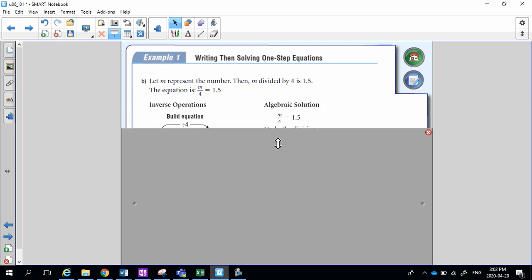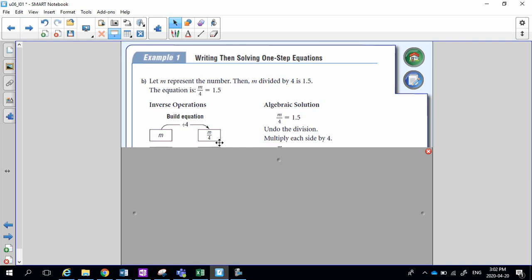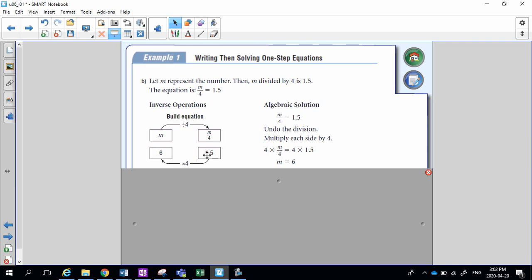So if we want to write that out in our boxes, we start with m. What do we do with it? We divide it by 4. So now we have m divided by 4. And what's m divided by 4 equal to? It's equal to 1.5. So on this side, we could put our 1.5 in. Those are the same. So to get back and figure out m, we're going to do the opposite of what we did up here. So here we did a divide, so now we're going to do a times. So 1.5 times 4 equals 6.